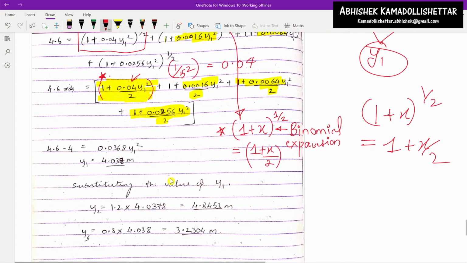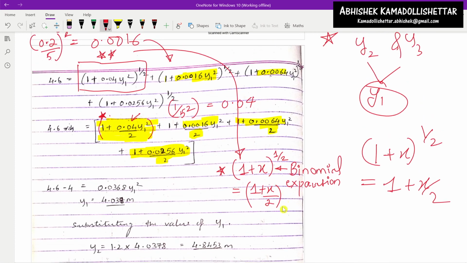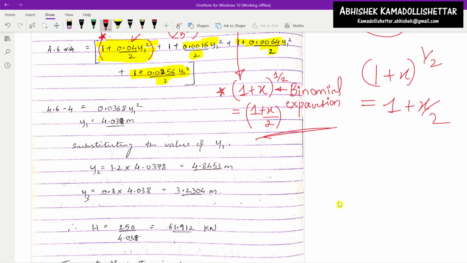Now respectively all the values have to be written in this binomial expression form. So at last add all the values, because everywhere you can find y1 square, y1 square, y1 square. So add all the values. You should get the value 0.0368 y1 square. So at last you will get the value y1, which is 4.038 meters. So finally you got the value y1. Now substitute it back and calculate y2 and y3, which are 4.85 meters approximately, and 3.23 meters.